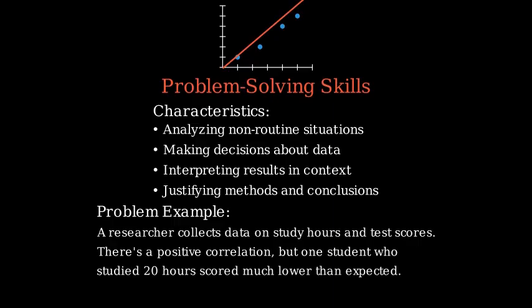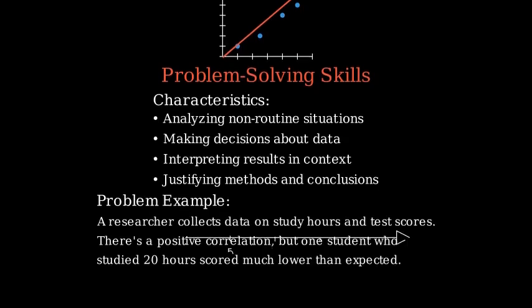Let's visualize this situation. Here's a scatter plot of the data, showing study hours on the x-axis and test scores on the y-axis. Notice this data point here. A student who studied 20 hours but only scored 60 on the test. This point doesn't follow the general trend and is what we call an outlier.